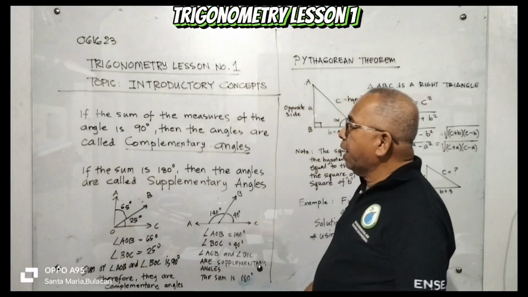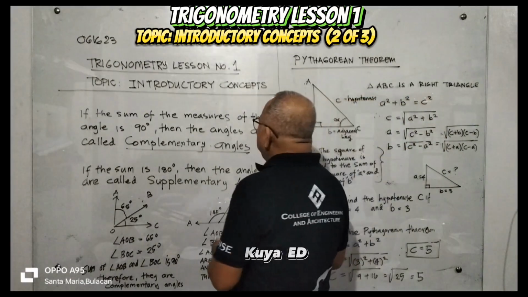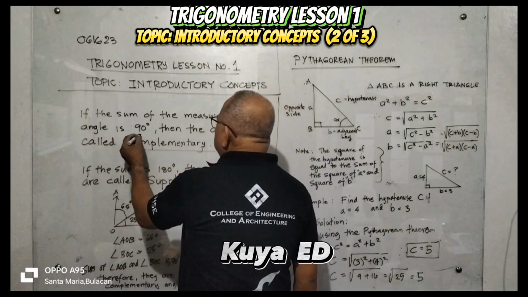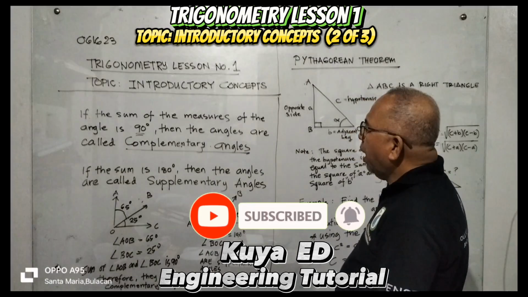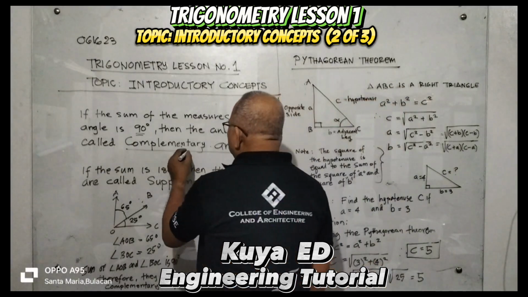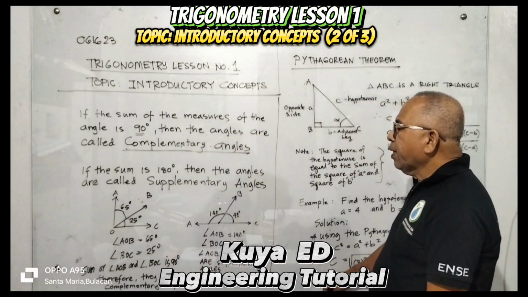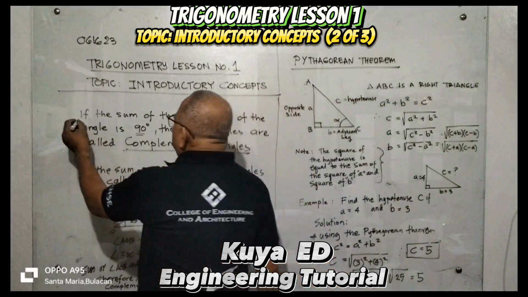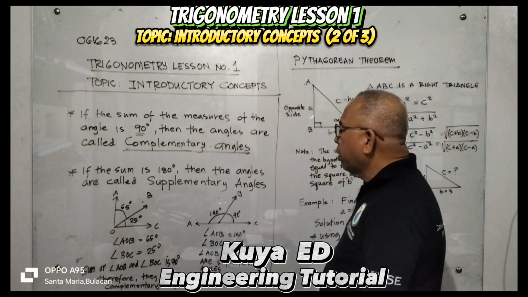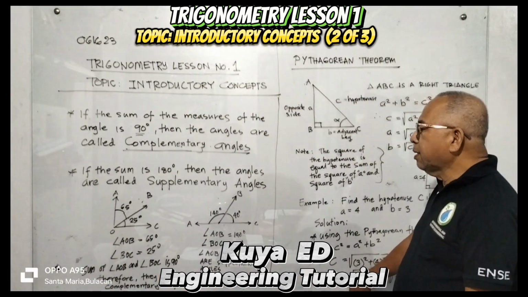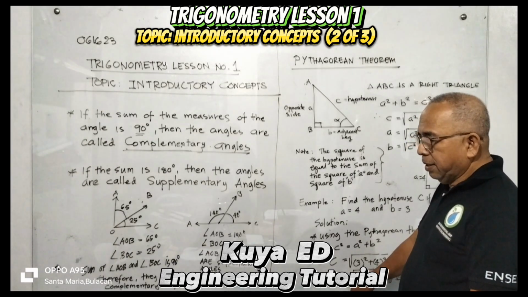Okay, so patuloy tayo sa ating pag-aaral. If the sum of the measures of the angles is 90 degrees, then the angles are called complementary, no? So, complementary angles. Then, yung pangalawa naman, if the sum is 180 degrees, then the angles are called supplementary angles.